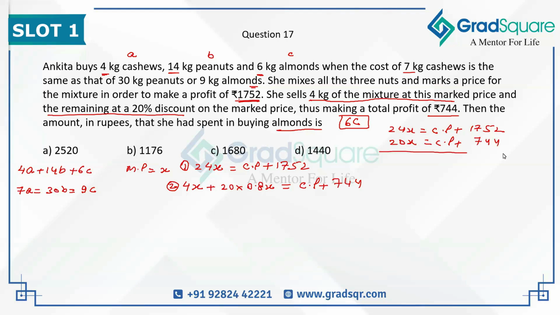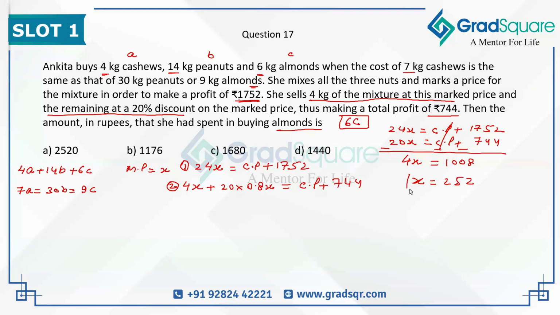If you subtract the two equations, what are we going to get? We are going to get a 4x on the left hand side. Cost price will get cancelled out and 1752 minus 744 is what you are going to get. So you are going to get an 8, a double 0 over here, and 1. So what will be the value of x? The value of x will be the marked price of the mixture. And the marked price of the mixture was actually 4 twos are 8 and 20. So 4 fives are 20 and 4 twos are 8 again.